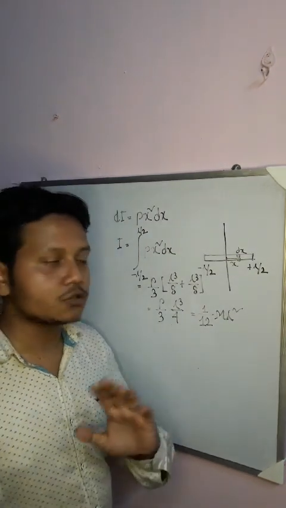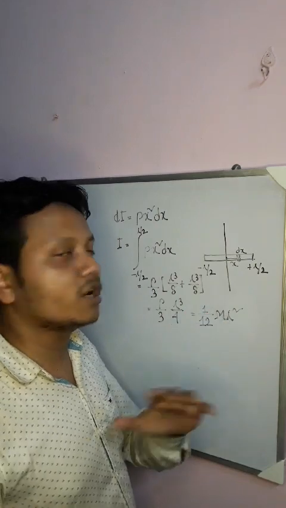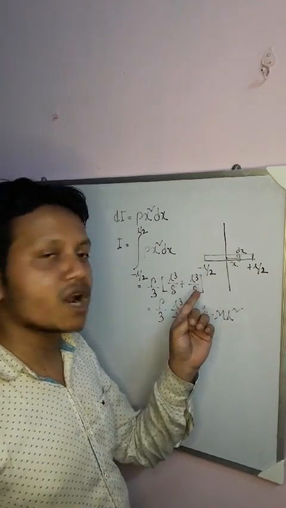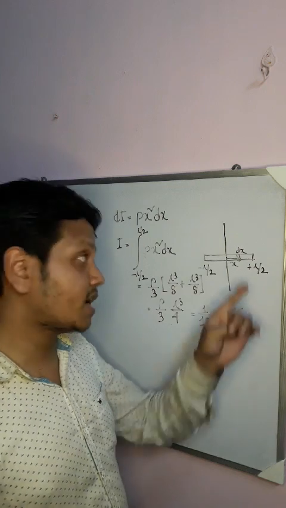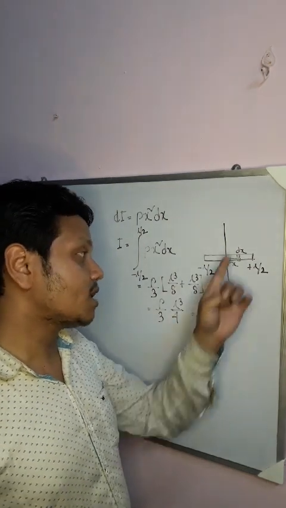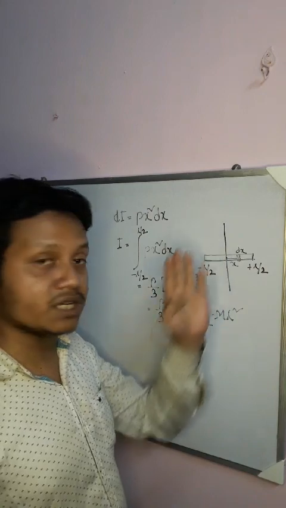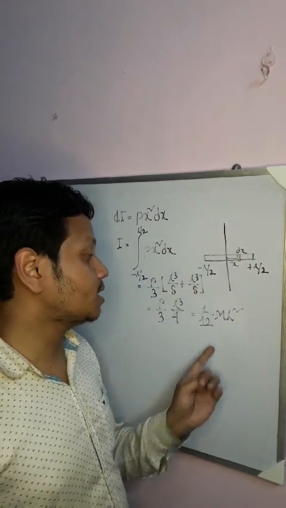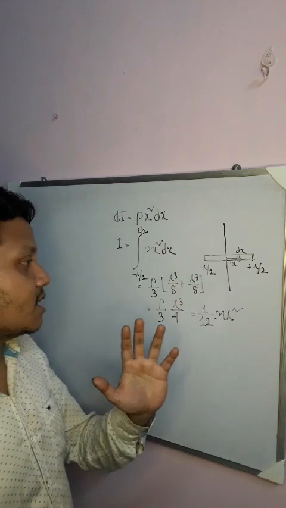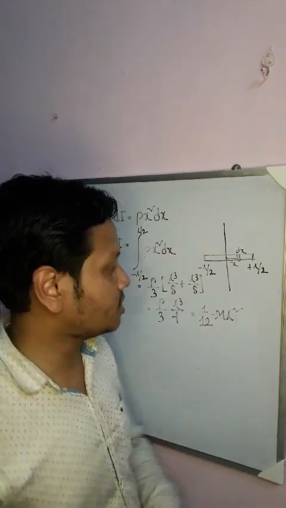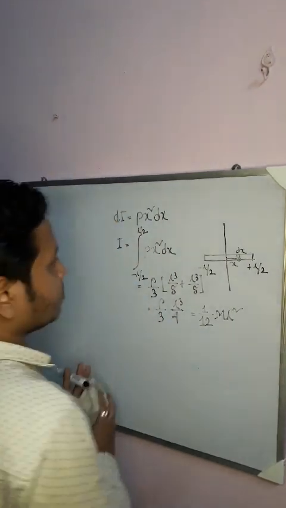Okay, so you see that previously when we chose the axis through one end of the rod, the result was different, 1/3 ml square. Now we are choosing the axis passing through the center of gravity and perpendicular to the plane of the rod, the result will be different. So it is clear that when we change the axis, the moment of inertia will also change.